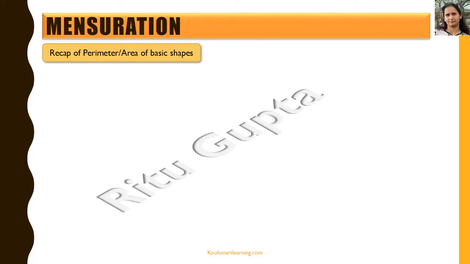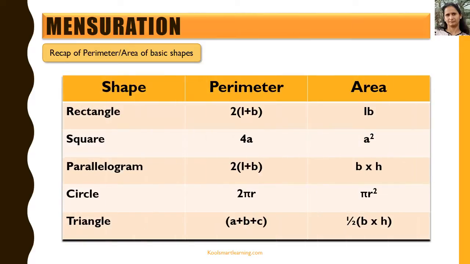Let's now first of all do a recap of perimeter and area of basic shapes which have been done in the earlier classes. So if we take a rectangle, we know that its perimeter is given by twice the sum of length and breadth, and its area is given as the product of length and its breadth.